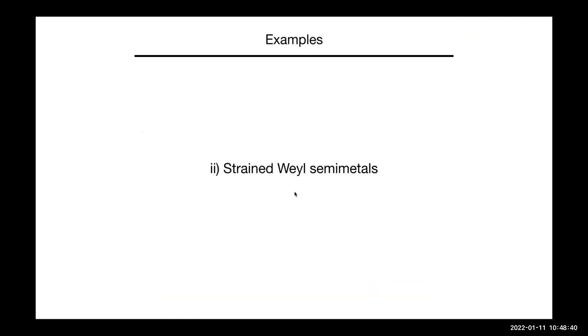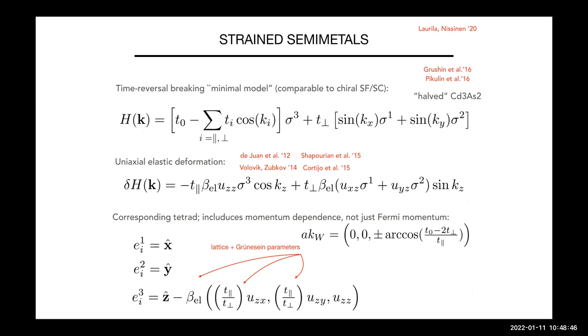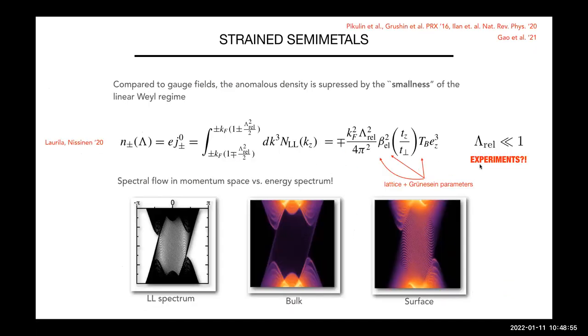So the same methods can be applied to Weyl semimetals, where I can take some tight binding model and see how these elastic deformations can be written in terms of these effective geometric fields. And again, the point is that as far as I know, there are still no experiments available that would directly measure these effective elastic fields. On the other hand, I can of course map the spectrum, but the point of these geometric anomalies is that the spectrum looks the same, but due to these momentum dependencies, the anomaly is different.